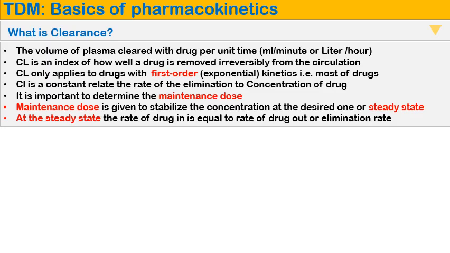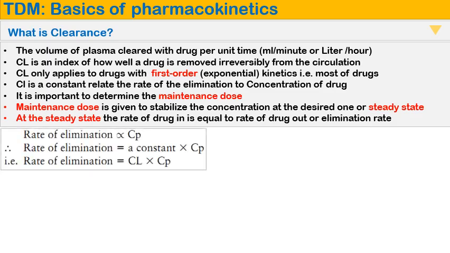So clearance is a constant of what relationship? A constant between the rate of elimination and the concentration. When the rate of elimination is in first order kinetics, it is related to concentration. The constant of this relationship is called the clearance. Clearance is used for calculation of the maintenance dose. Maintenance dose, from its name, is to maintain the plasma concentration at a steady level. At the steady state, always the rate in of a drug equals the rate out.